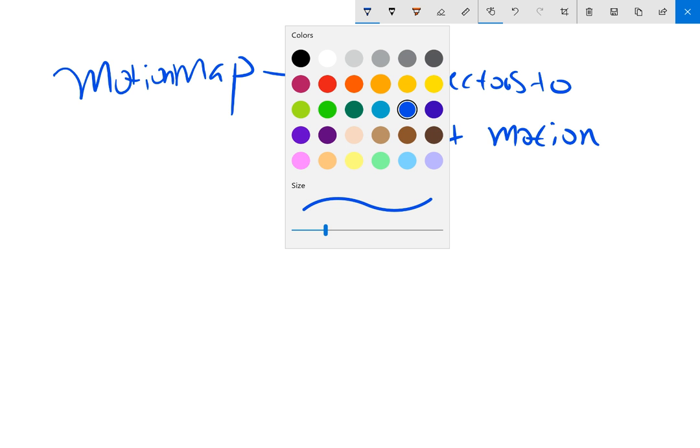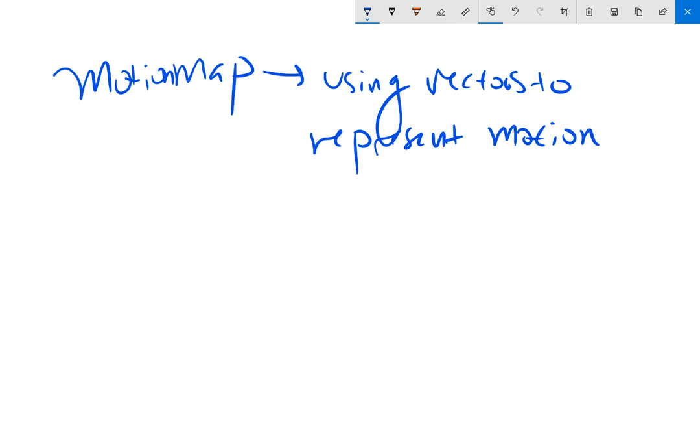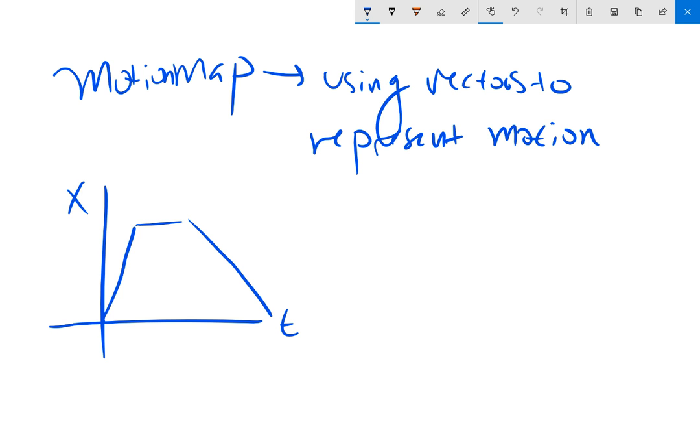So I'm going to draw a graph. Position time. Okay? Let's do this. And this. I'll say that this is 2 meters. This is 1 meter. This will be 1 second. This will be 3 seconds. So 1, 2, 3, 4, 5.